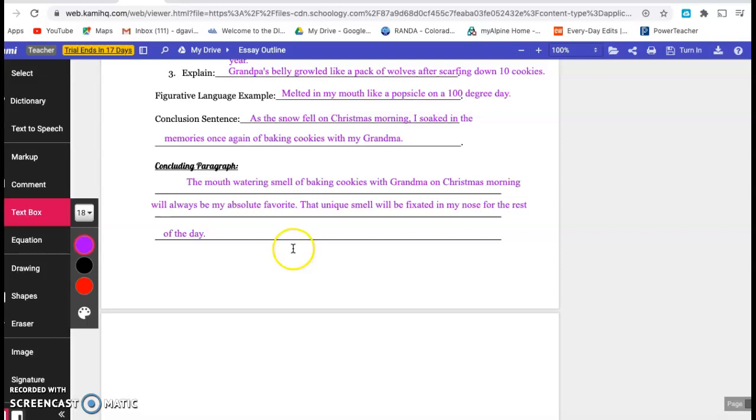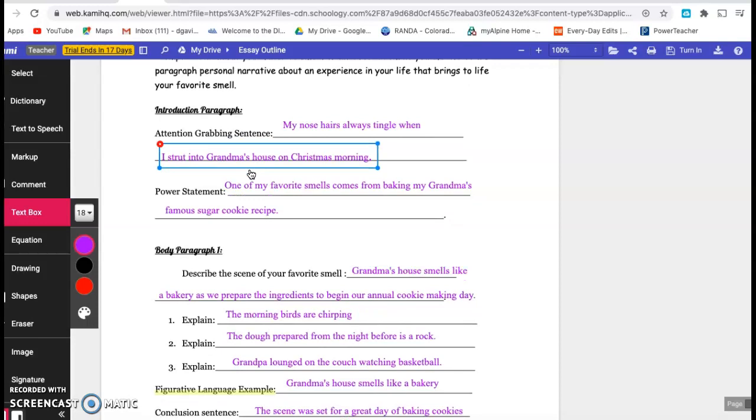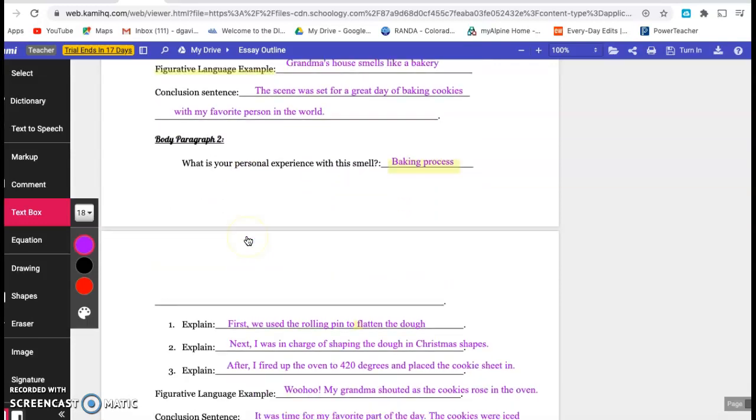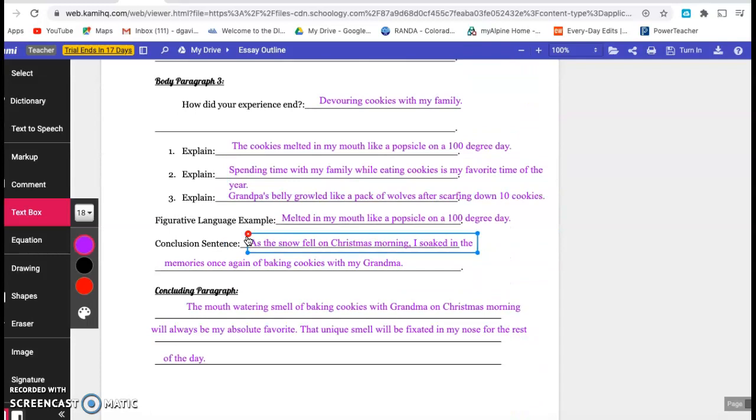Once again, last little detail before I let you go for today. The concluding paragraph and the introduction paragraph, 2 or 3 sentences work. That does not have to be as long as the body paragraphs, which need to be 6 to 8 sentences, that was listed in your rubric.